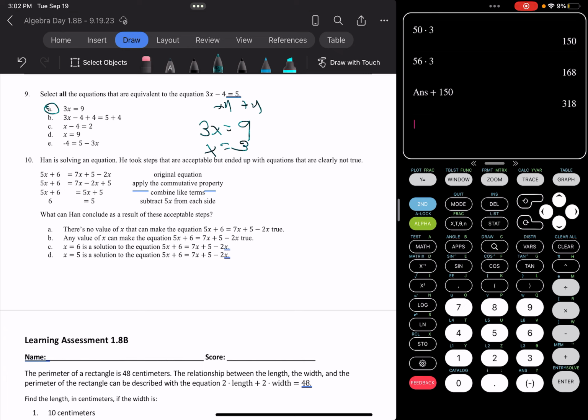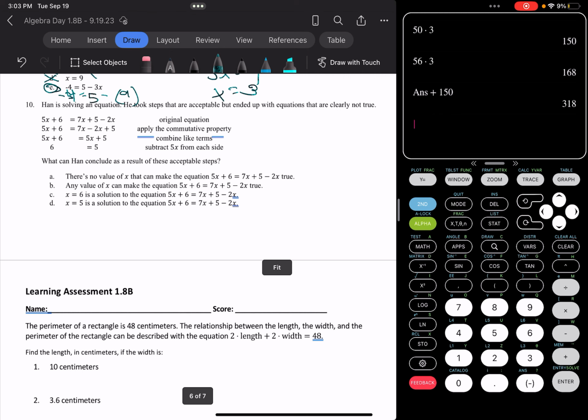So letter B, if we simplify this, negative 4 and plus 4 is 0, right? And we would get 3x equals 9, x equals 3, so B also works. C, if I do x equals 3, 3 minus 4 equals 2, that is not true, so that does not work. 3 equals 9, not true, that does not work. And negative 4 equals 5 minus 9. 5 minus 9 does equal negative 4, so E is also a solution.